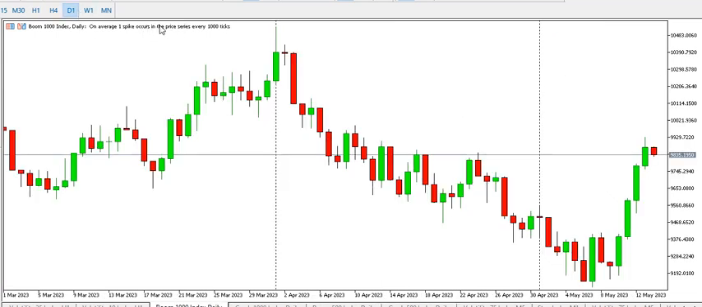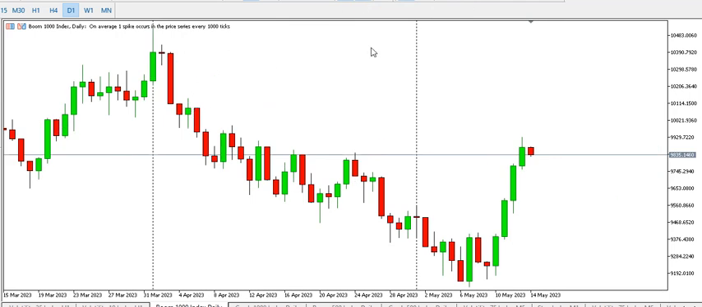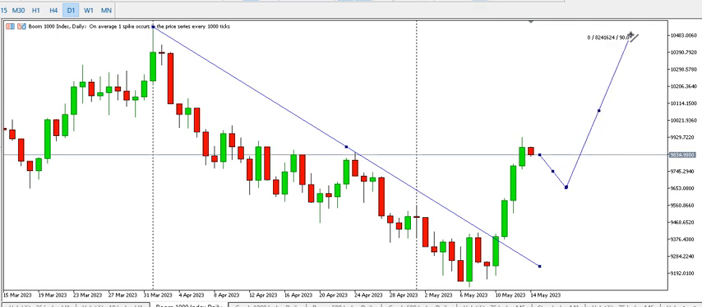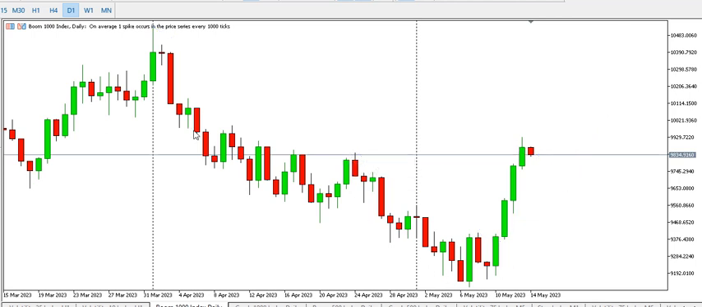The daily time frame shows that the price of boom 1000 index is currently reversing, retracing right now, but with the momentum of these bullish candles, the price could dip a bit and then go up, more like follow this pattern and go back up. That's the daily time frame for boom 1000 index.